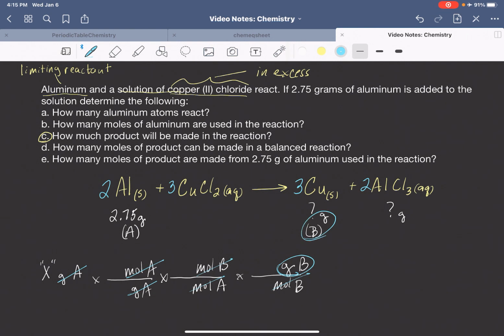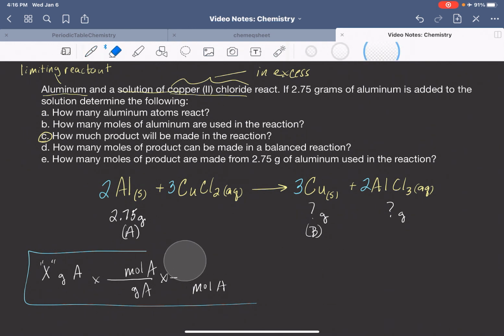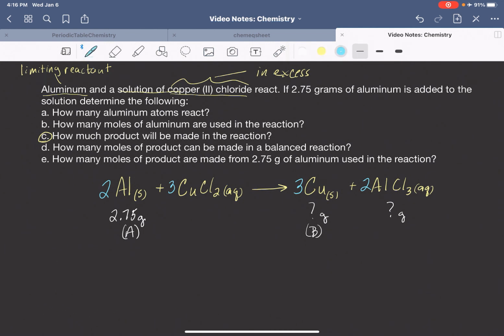So this is the pattern that you essentially follow when you are given the mass of something in a reaction to figure out how much of something else is either used or made in the reaction. You can always follow this right here, okay? So now I'm going to erase this off the board because I need this space to do some writing, but you should have this written down on your paper so you can follow along with what I am getting ready to do. All right? Let's figure the first one out.